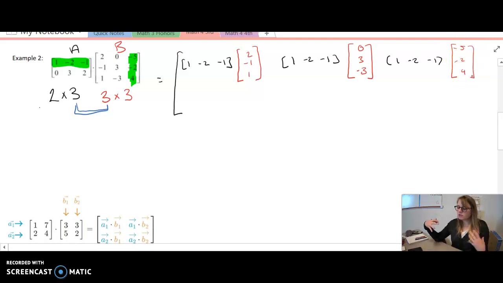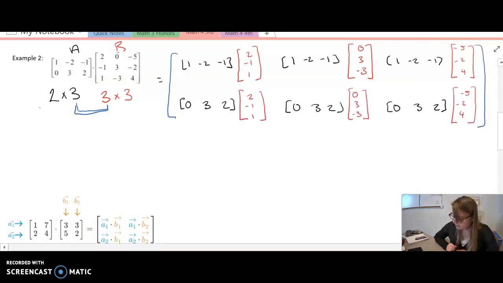Now I want you to do the second row on your own. You're going to do the second row, which is 0, 3, 2, times each of the columns of the matrices. You just have to write it. You don't have to do any math right now. So pause the video here and do it. If you did your second row correctly, this is what it should have turned out to look like.